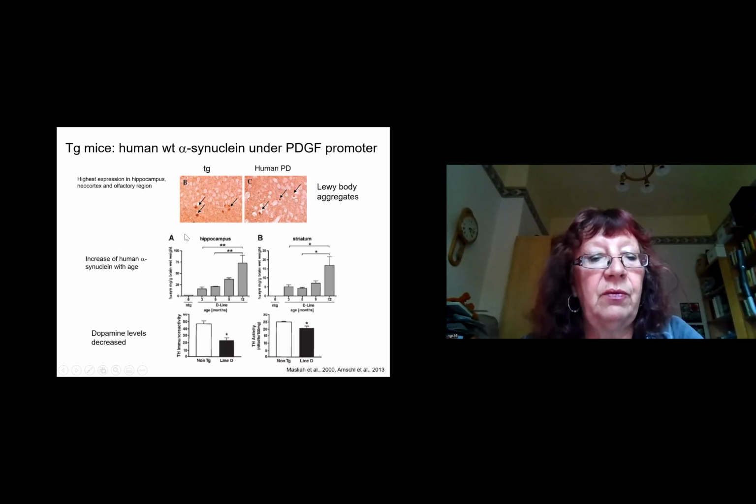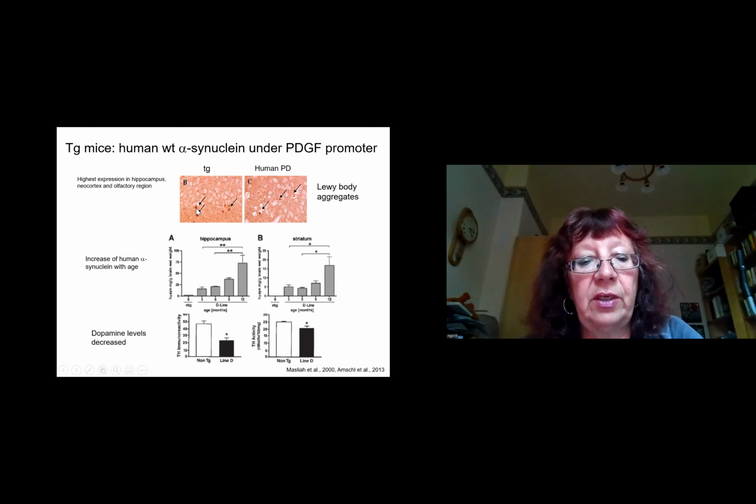So what we did, we used a transgenic mouse model, which was generated by Eliezer Masliah in 2000. Here you see the transgenic mice, which have inclusions almost identical to the Lewy body aggregates in Parkinson's patients, and the highest expression of the wild type human transgenic alpha-synuclein is in the neocortex, the olfactory region and the hippocampus.